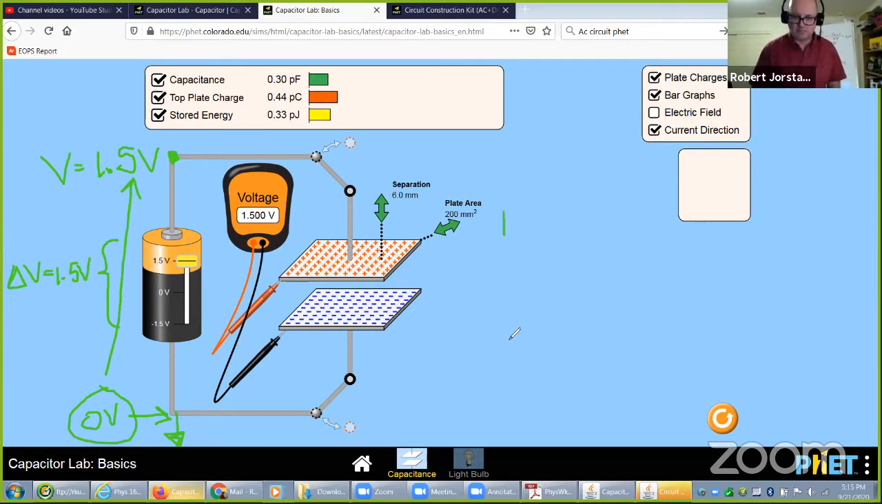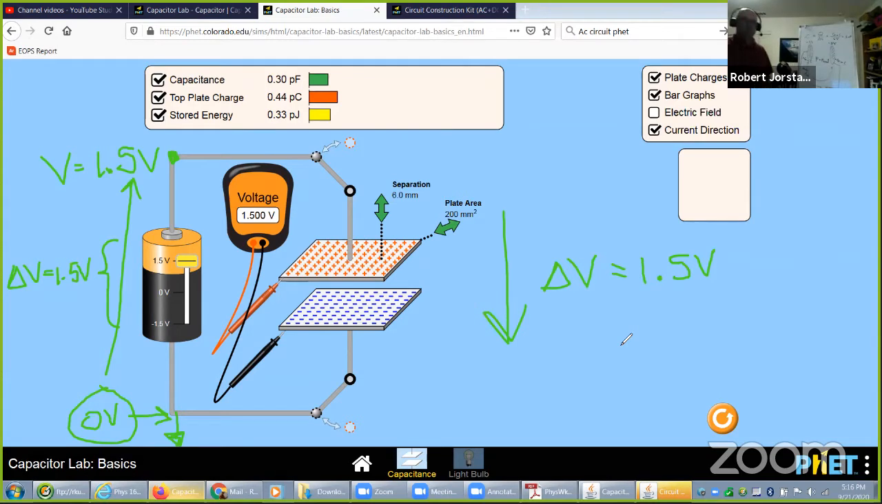Now, if I go this way, the change in voltage would be negative 1.5. But typically, when we're writing this out, we just write the magnitude of that change. So it's going to change by 1.5 volts going up on the left, and it's going to change by 1.5 volts going down on the right. Okay, more on that later in the semester. For now, we're going to be loosey-goosey with polarity, meaning plus minus signs on these delta V's. For a short period of time, we could just talk about the size of it.